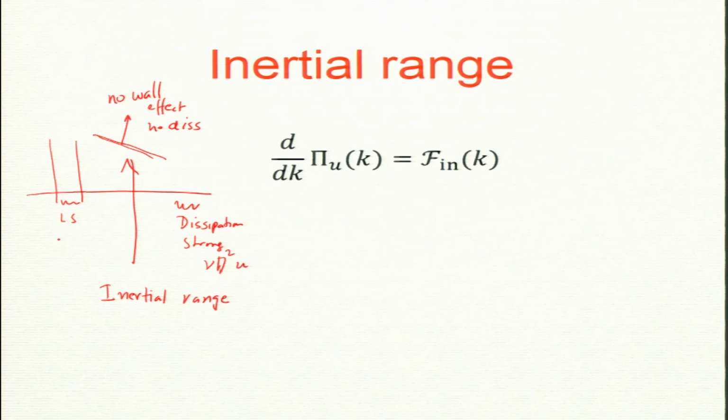So, here nu grad square u is important, here some wall effect is important in the left side wall, and in between is where only the nonlinear term is playing a big role, nonlinear and pressure, both I would say, fine. So, anyway, this is a notation.